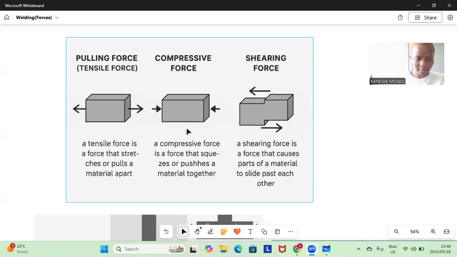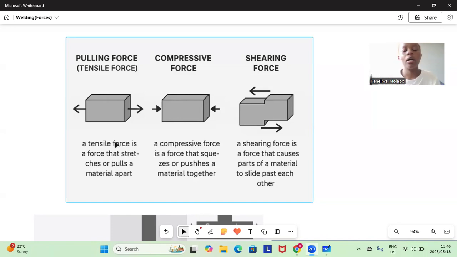So now let's start. A tensile force is a force that stretches or pulls a material apart. So I'll give you a simple example of this.